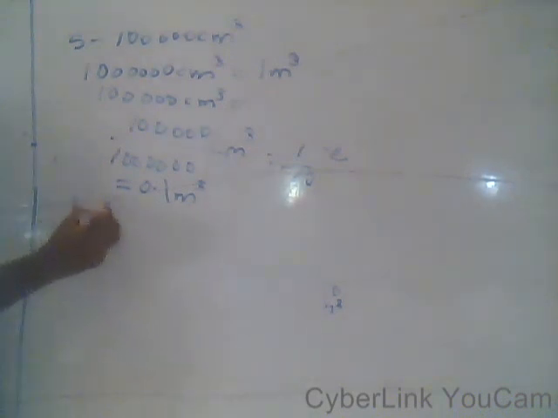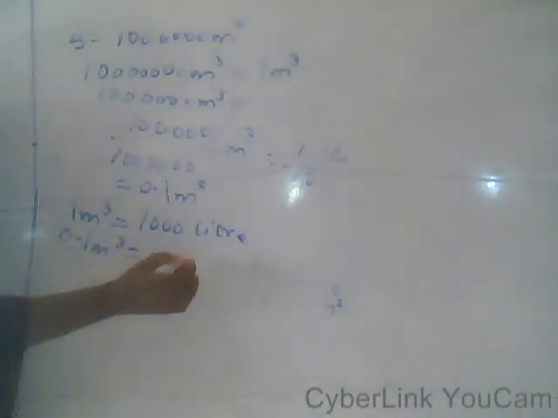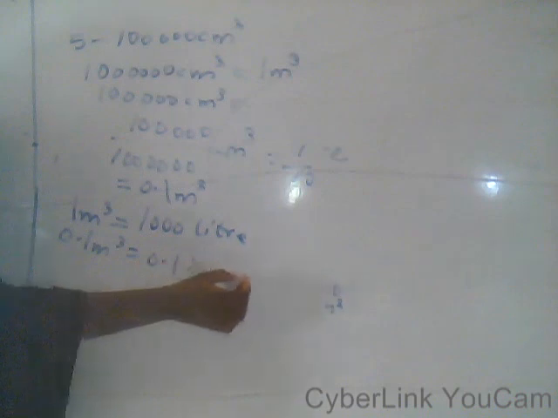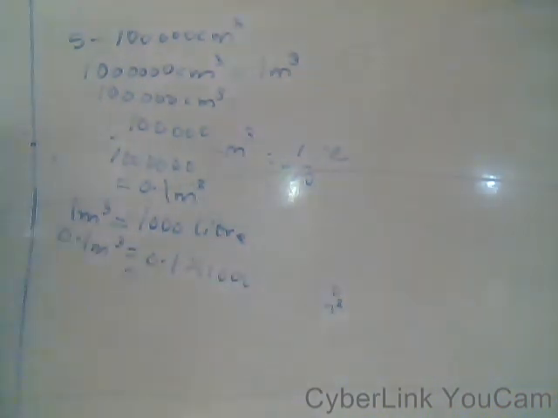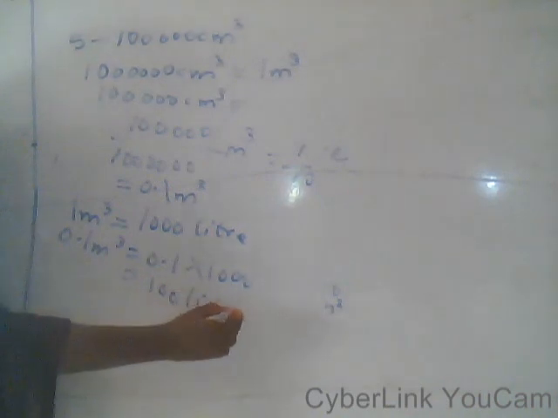Now, we want to convert it to liter. Recall, 1 meter cube is equal to 1,000 liter. Therefore, 0.1 meter cube will be 0.1 multiplied by 1,000 liter. And what do you have there? We have 100 liter.